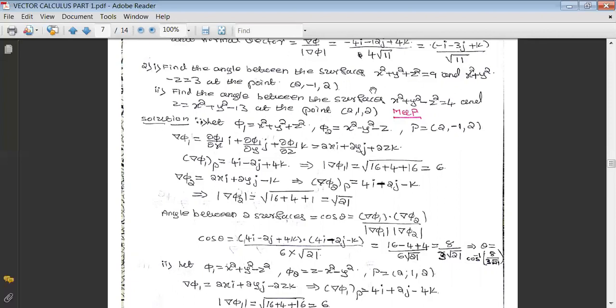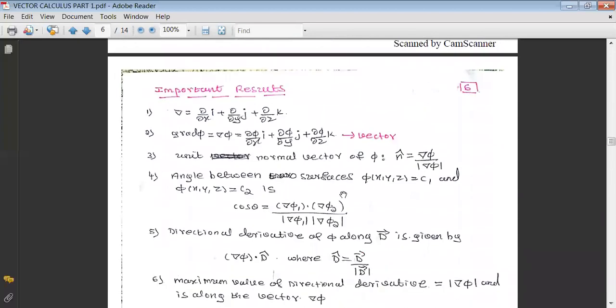Now let us take the first example. Here the first surface is x square plus y square plus z square equal to 9. Therefore, on the LHS we can take it as phi 1, that is, the first surface is given by x square plus y square plus z square, and the second surface is x square plus y square minus z, and the point P is 2, minus 1, 2. Now, as we know, the angle between the two surfaces is given by del phi 1 dot del phi 2 divided by magnitude of del phi 1 into magnitude of del phi 2. That is what we defined here.